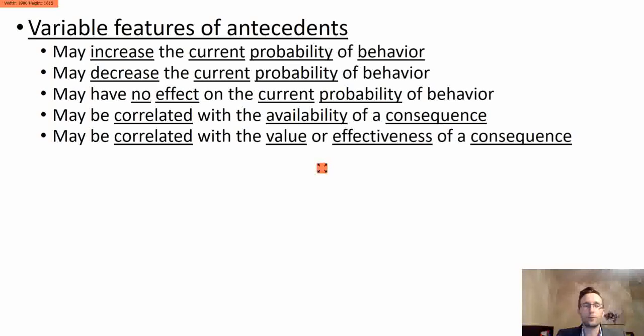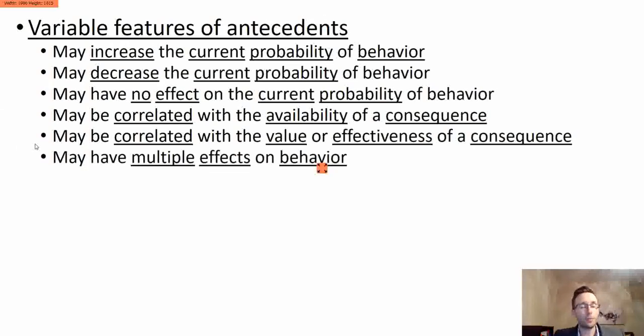Earlier when I reintroduced the 4-term contingency, MO, S, R, S, I mentioned that the MO and the first S are antecedents and that they have different effects on behavior or different functions. This first one here may be correlated with the availability of a consequence. That's a possibility for the first S in the 4-term contingency. Motivating operations, or MOs, are correlated with the value or the effectiveness of a consequence. Those are different types of antecedents. They may have multiple effects on behavior.